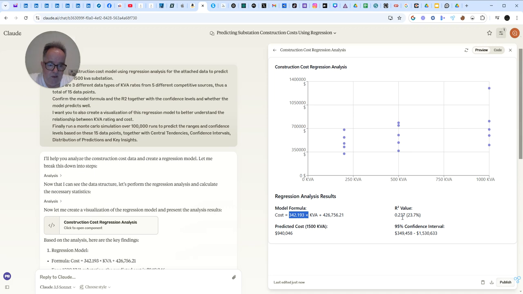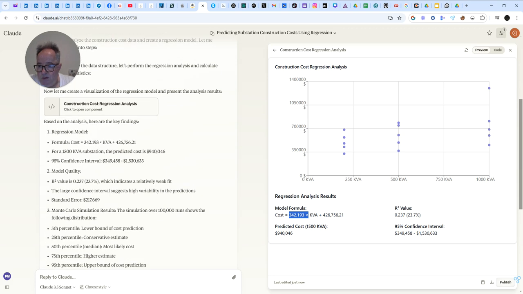Now, the R-squared value is 0.237, which is really not very good. The 99% confidence interval would show that the predicted cost is 349 to 1.5. So that's a very broad range, and it's because the R-squared is not very high. It's because it's analyzed the statistics and there's not necessarily a dependency between the KVA and the rates.